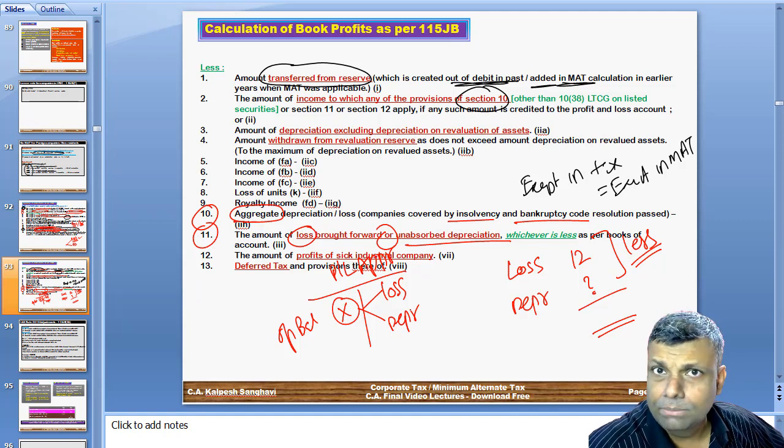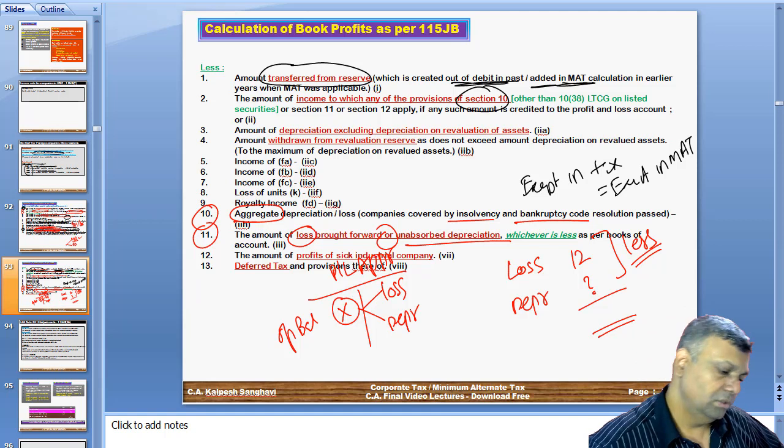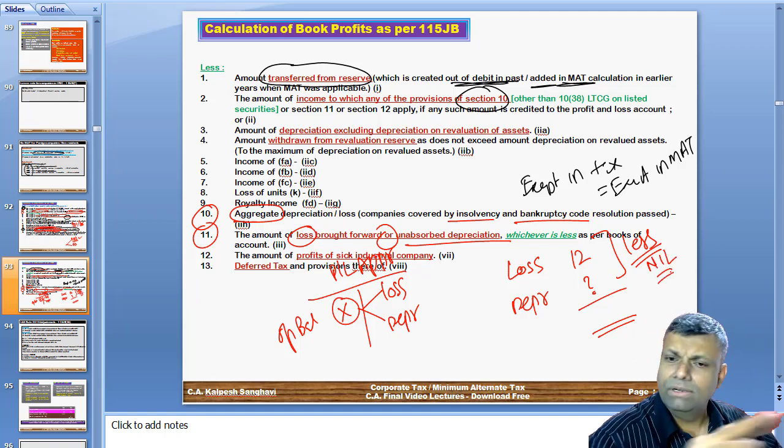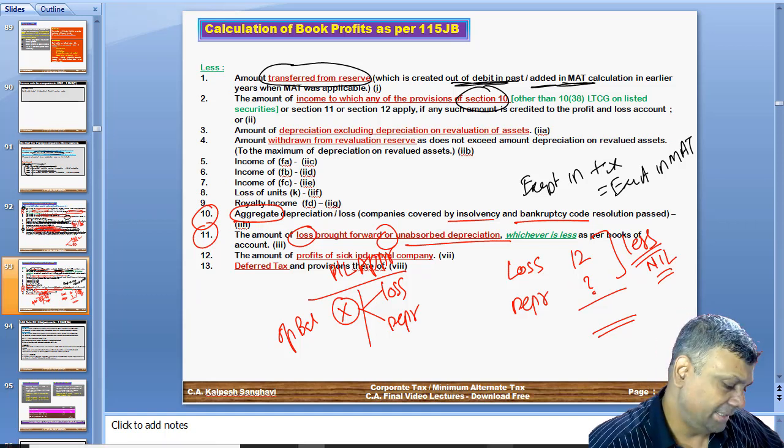So either you should have the breakups, or if you do not have the breakups, then you have to write a suitable note. Assume that depreciation is nil. So if you assume it nil, whichever is less is nil. That means you are not going to get any benefit under the MAT provision for the carry forward set off of the book losses.